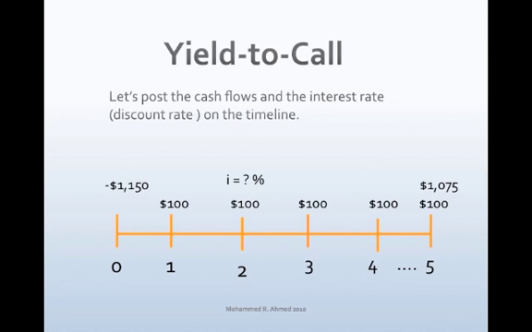On the call date, that is after 5 years, the investor will receive $1,000 par value plus $75 call premium. The total of $1,075 is the future value. Yield to call is calculated by equating cash flows for the investor at period 0 to the periodic cash inflows and the par value plus the call premium at the call date. The interest rate that makes the two cash flows equal is the yield to call.